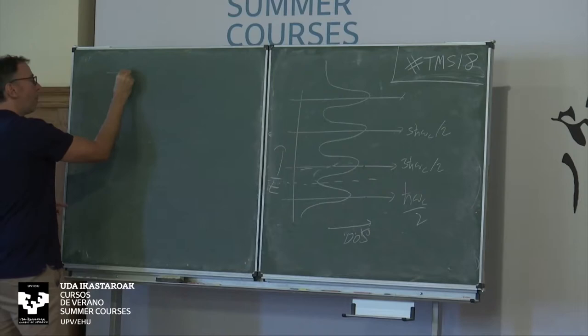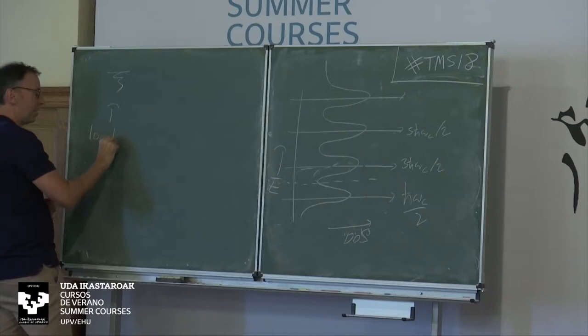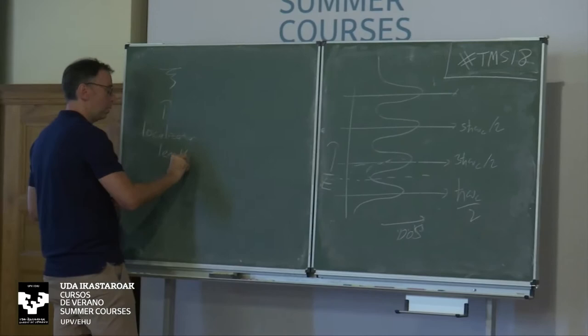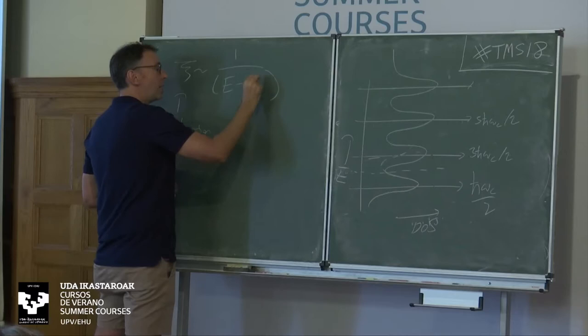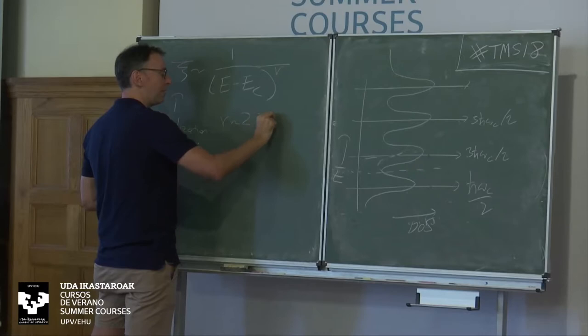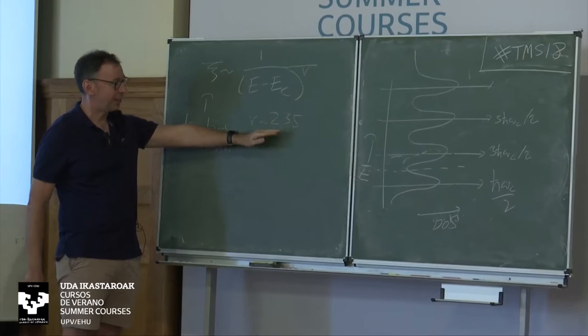Let me define the localization length. Just how large is a localized state of electrons? Then this seems to go as the distance from the critical energy to some power nu, where nu is roughly 2.35 in the latest numerics. And the numerics are all on non-interacting systems, while the real lab system, of course, is experimentally interacting.